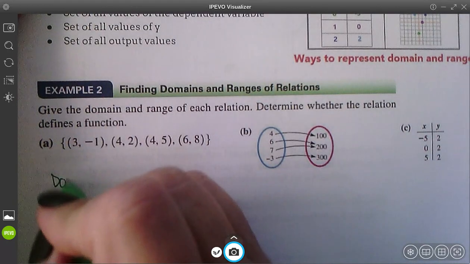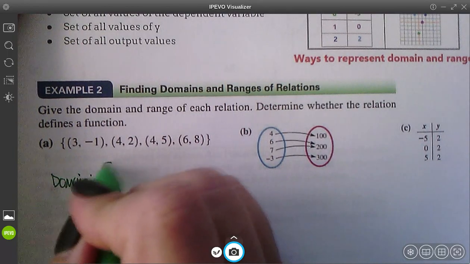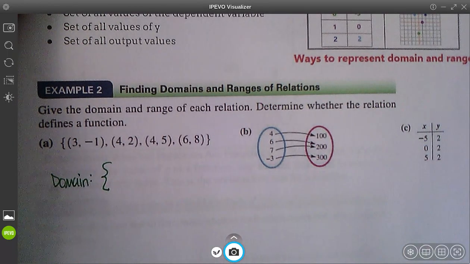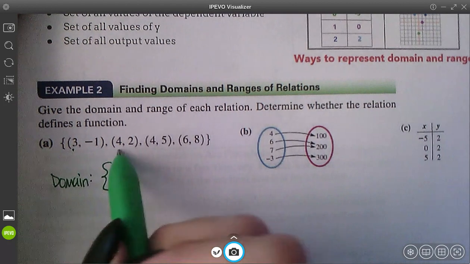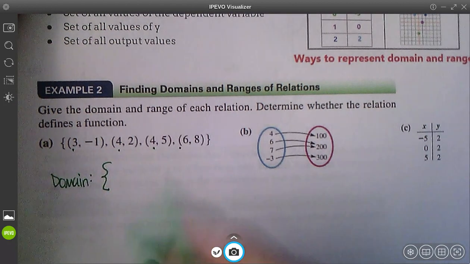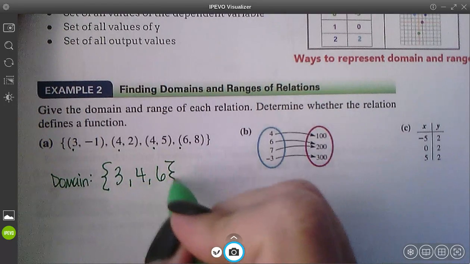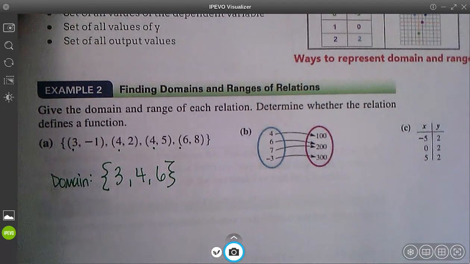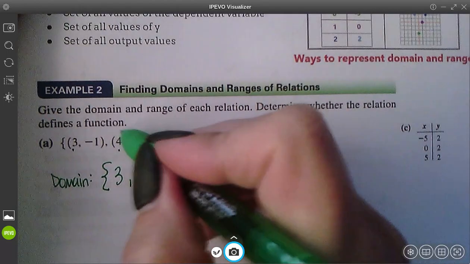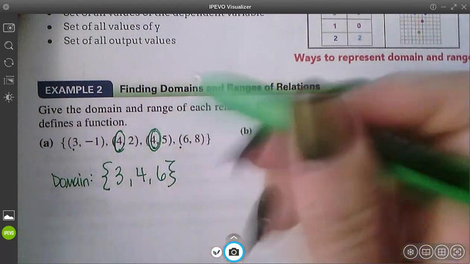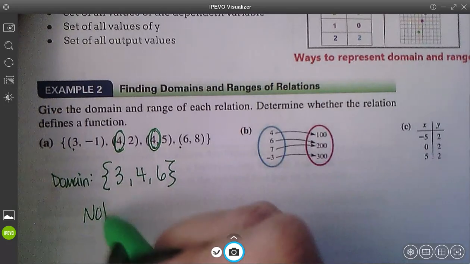So domain. Remember, domain is going to be the set of all x values. So I've got 3, 4, 4, and 6. Since we're not repeating, it will just be 3, 4, and 6. And I can already tell you that this is not a function because I have a repeated input. So this is not a function.